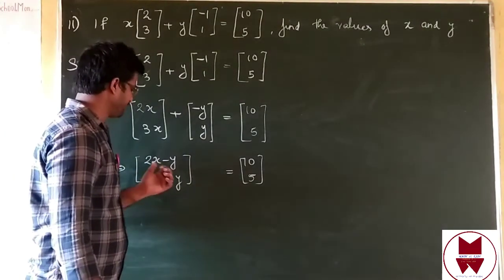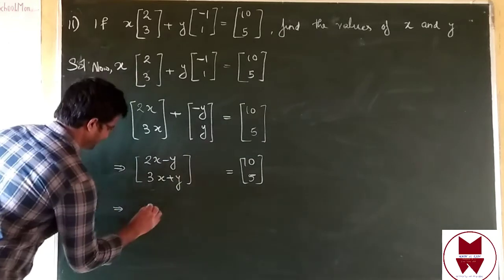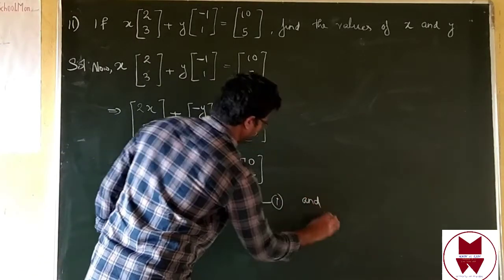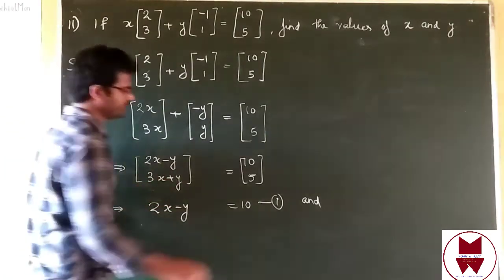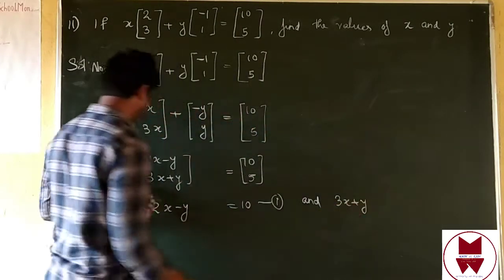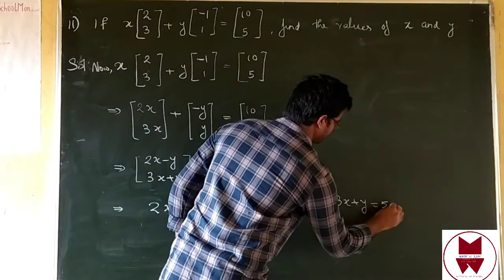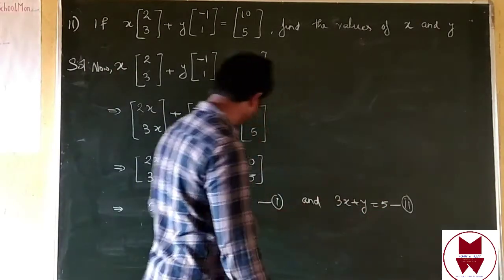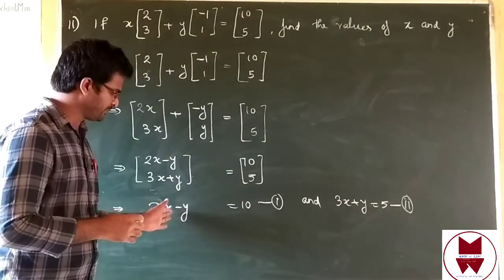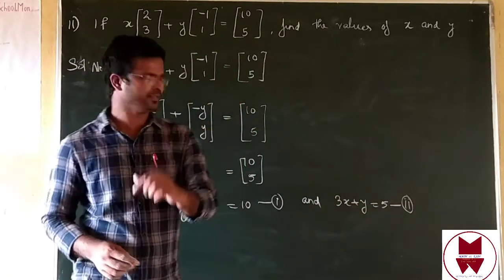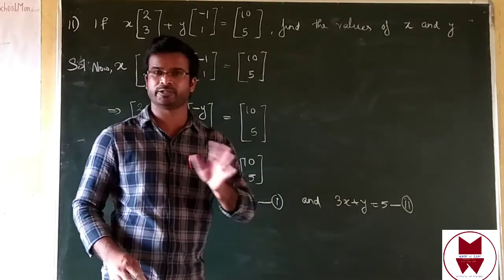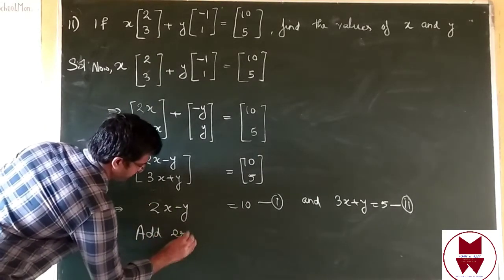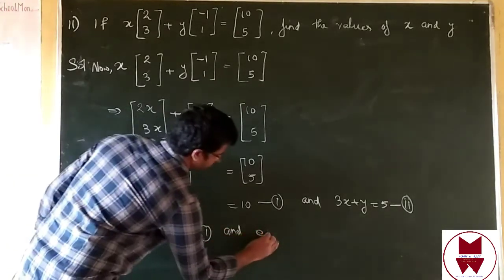Then here first element is 2x minus y. In here first element 10, isn't it? We can equate 2x minus y equal to 10. That is equation number 1. And in second row first element is 3x plus y equal to 5. That is equation number 2. Now check it, equation number 1 and 2, what we will do? Only check left side, minus y is there, in here plus y is there. If you add these two equations, in here minus y plus y will be cancelled, that will be 0. Then remaining only one variable, that is x, isn't it? Then you can add equation number 1 and equation number 2.